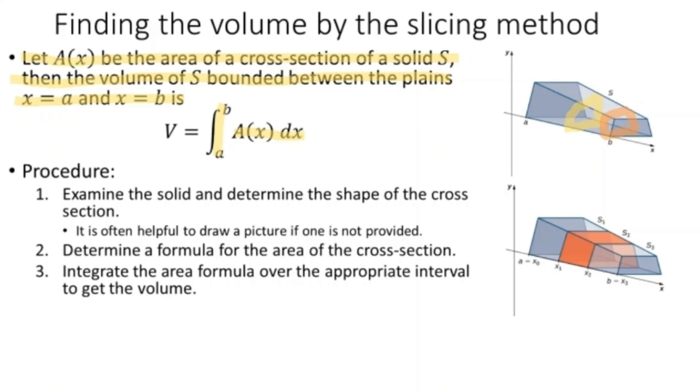Now, this process can be a little tricky at first because you do have to think in 3 dimensions, and drawing in 3 dimensions can be a little tricky. But here's a rough procedure that we will use. First, you want to examine the solid and determine the shape of the cross-sections. It's often helpful to draw a picture if one is not provided for us. You definitely want to make sure you have a visual aid, since this is a very geometric process. From there, you want to determine a formula for the area of the cross-section, and this formula will depend on x. Finally, integrate that area formula over the appropriate interval in order to obtain the volume of that solid.